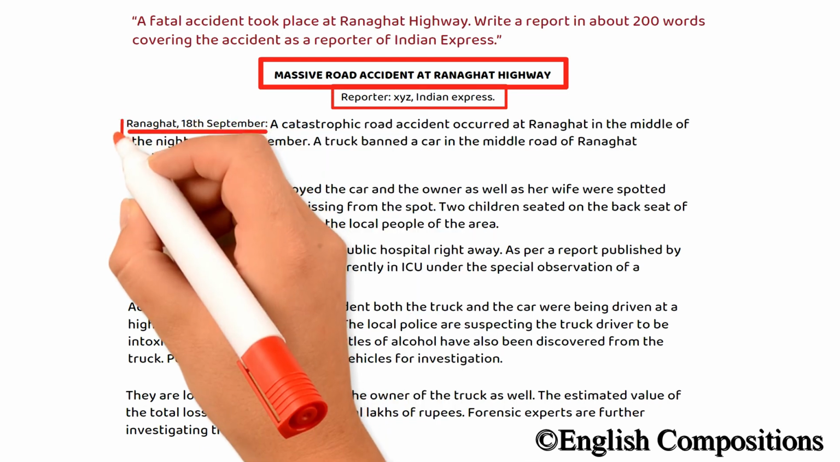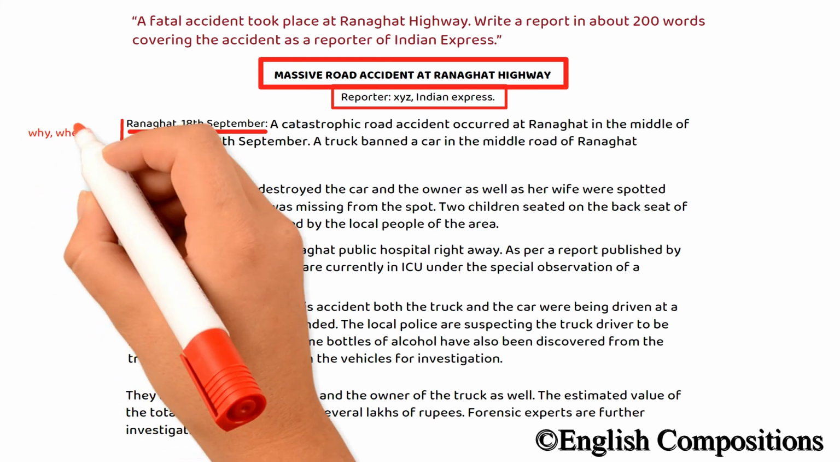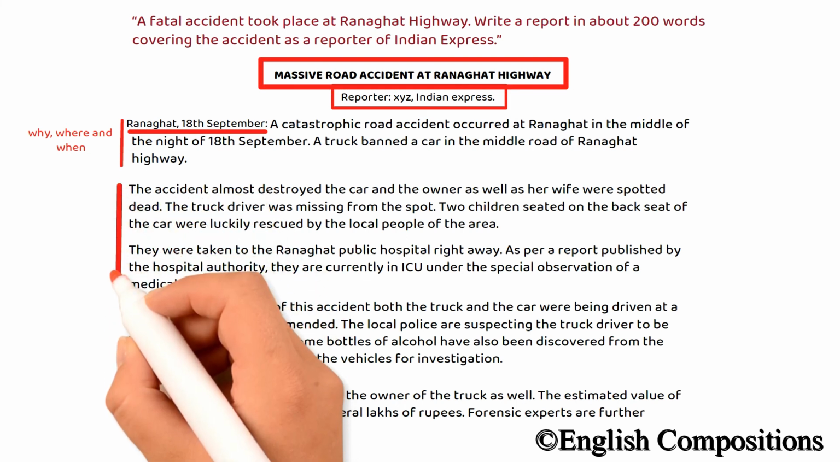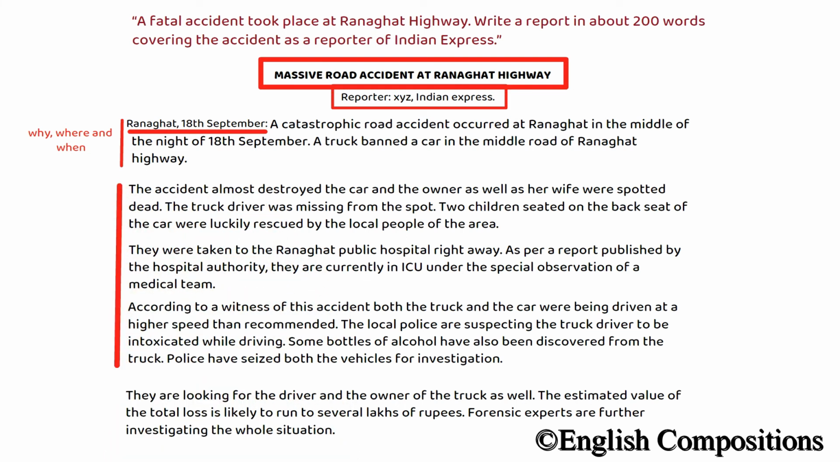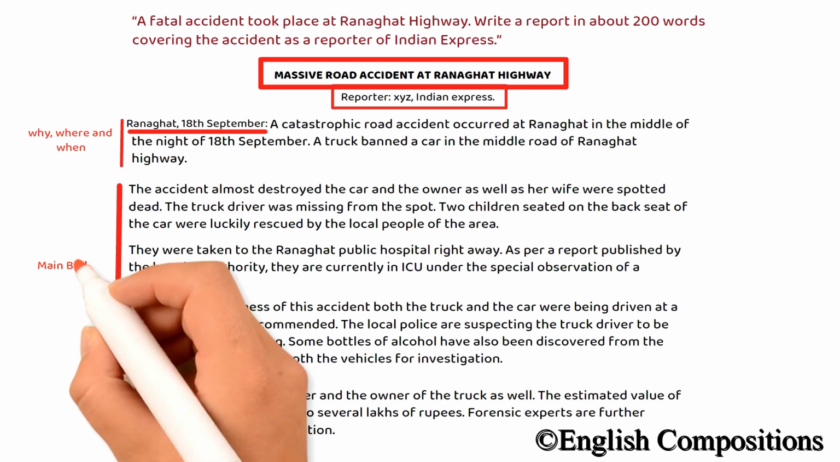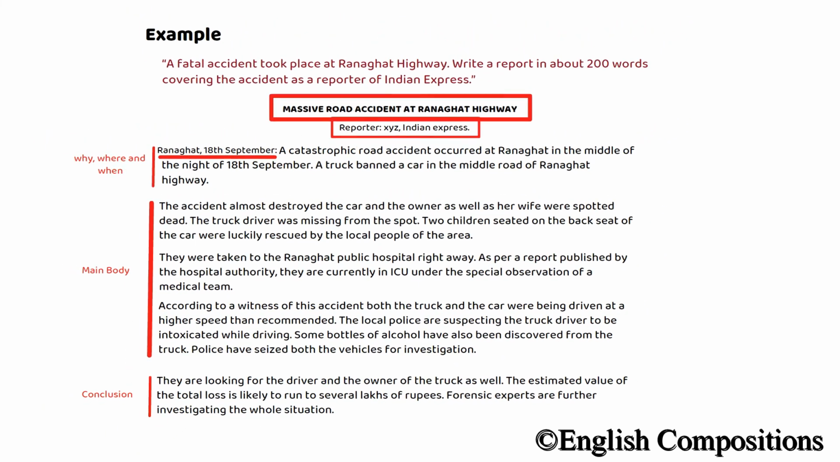Then comes the introduction part. It gives us brief information about the main incident, like what exactly happened. It also should include the answers of why, where, and when it happened. Then, in the main body, we described how it happened and other necessary descriptions and information related to the accident. Finally, in the last part, we've concluded the report describing the current or latest situation. So that's how an ideal report should be written.